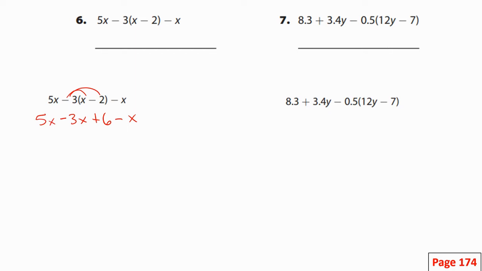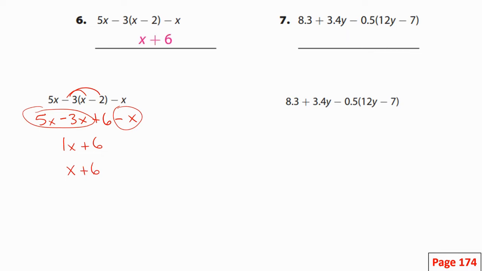Now what I'm going to do is look at all my x terms and put them all together, which is to combine them. 5 minus 3, that's 2x. And minus another x, that counts as 1x. So 2x minus x is 1x, and plus 6. I can't put those two together because there's only one x term. And 1x is the same thing as just x plus 6. So that would be my answer.